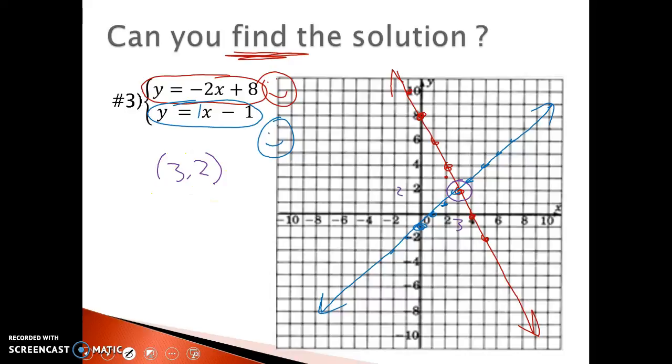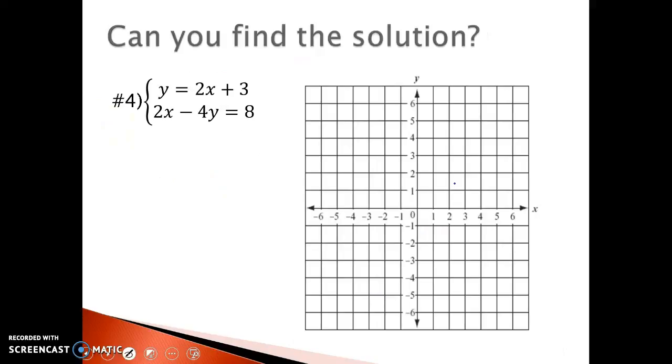And we can check to make sure that it is the solution by plugging the point (3, 2) into both equations. If I plug the x in here, negative 2 times 3 is negative 6. Negative 6 plus 8 is 2. So it makes this equation true. And if I plug it into here, 1 times 3 is 3, and 3 minus 1 is 2. It makes both equations true. So the solution is where the 2 lines intersect.